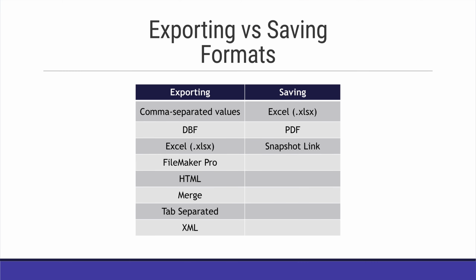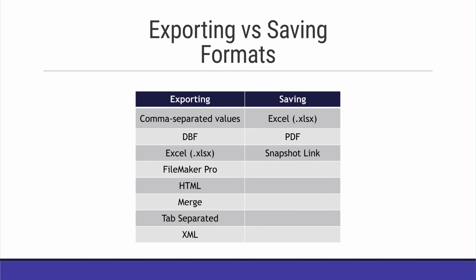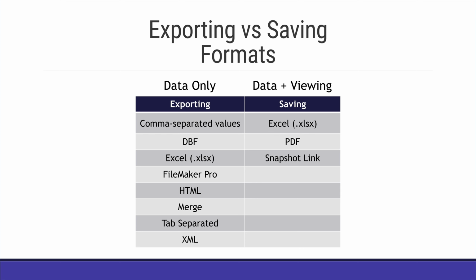I've entered them here and put the exporting ones in alphabetical order, so you may want to put this information on the back of your flashcard. If you have difficulty in understanding the difference between exporting and saving, I think of exporting as data only, basically, and saving, you get data plus viewing, especially with the PDF and the snapshot link. The only one that's similar in the two lists is Excel, but there's still some differences between them.